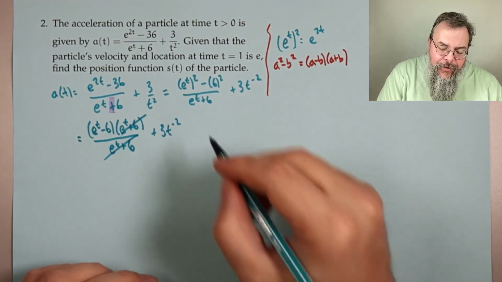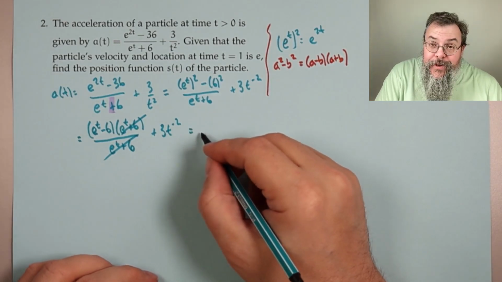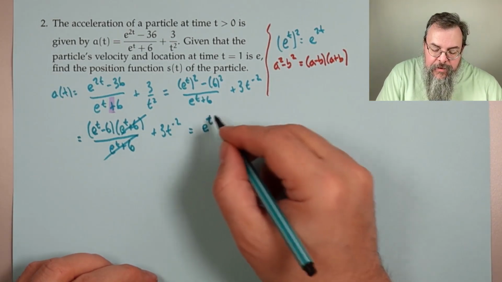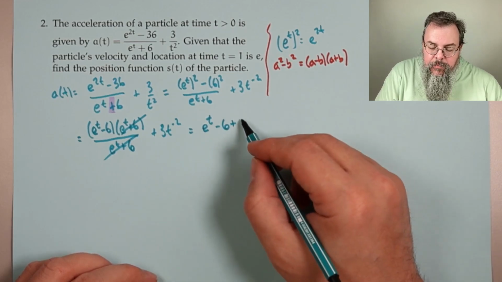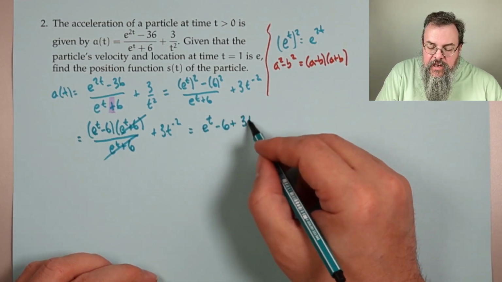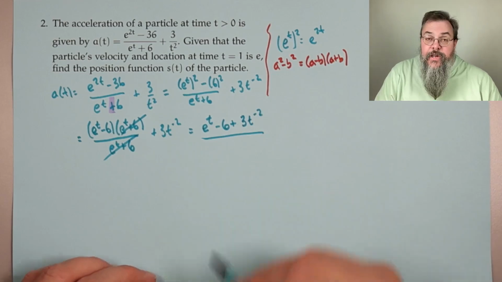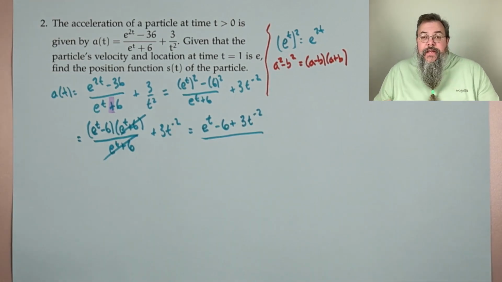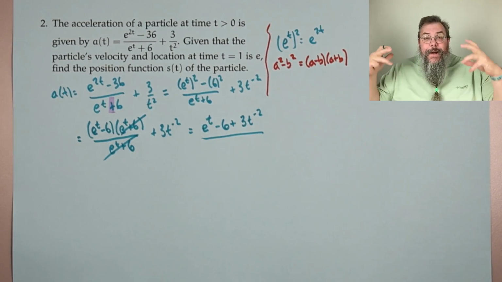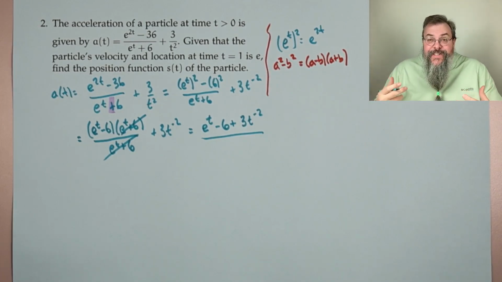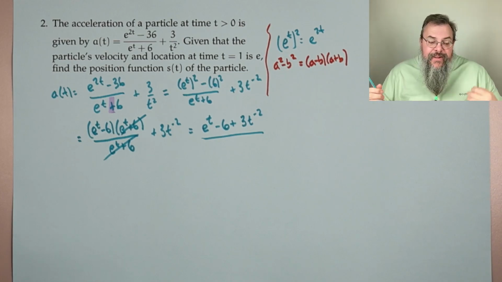huzzah! Now, this we can work with. This we can make progress on. All right, so we get e to the t minus 6 plus 3 t to the minus 2. That's our real acceleration function. And you're probably looking and saying, what do you mean? It's the same function. You're right, it is. But for calculus reasons, this is the one we want to use because it's the best. It's the most friendly to our rules. And so now we're ready.